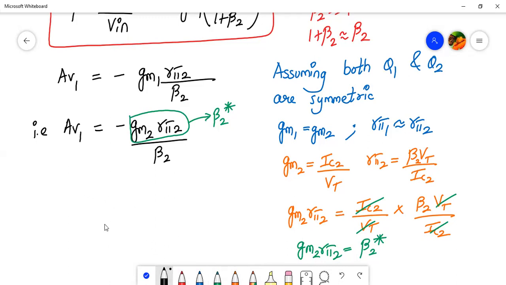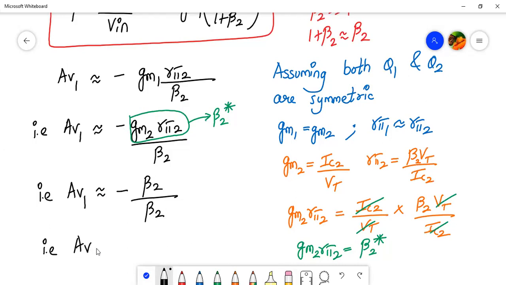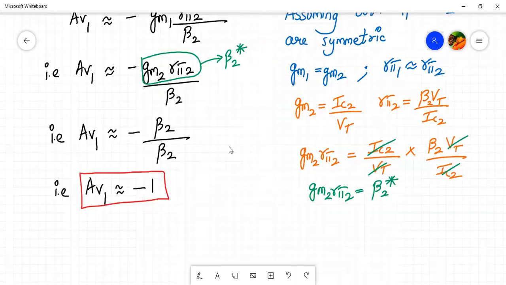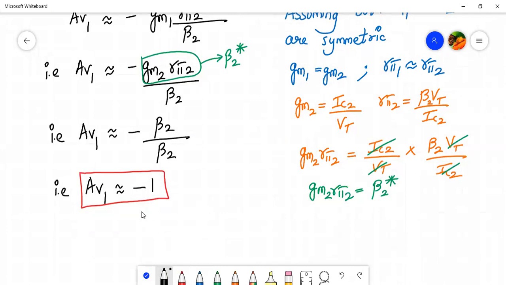Now, finally, we can write the expression as follows. But this is an approximation, so I should have used the approximation sign from the start itself. It is minus beta 2 divided by beta 2, right? So AV1 is approximately equal to minus 1. AV1 is the gain of my first stage, and my first stage is a common emitter stage. So this is the gain of the first stage for the cascode amplifier.